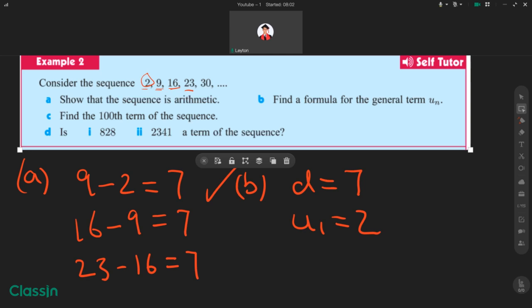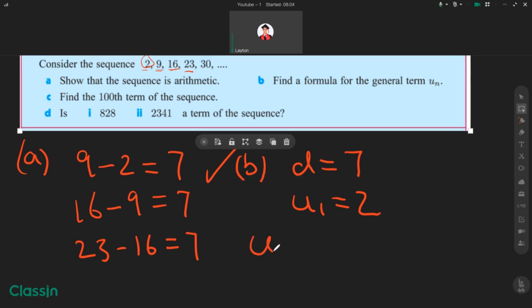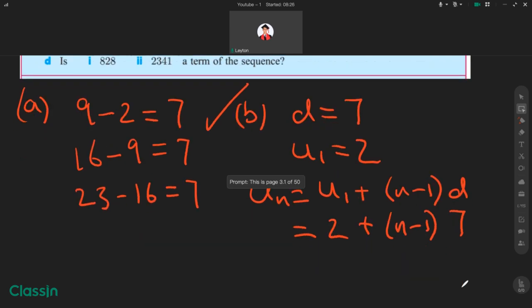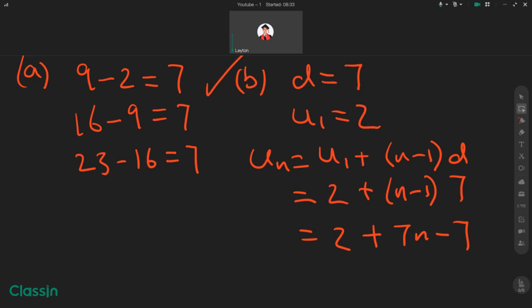Okay, and let's just plug that into the equation. I might just write the equation again. U of n equals U of 1 plus n minus 1 times d, that's equal to 2 plus n minus 1 times 7. And then we can expand that to 2 plus 7n minus 7. And then we can subtract that 7 from 2. So that's going to be 7n minus 5.